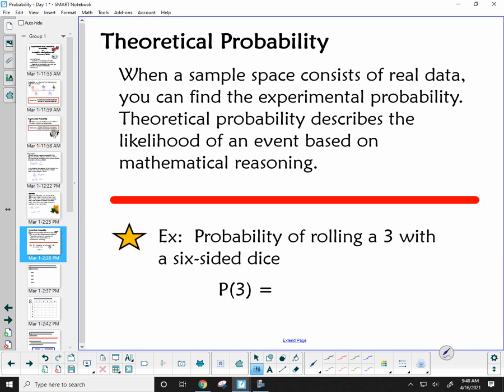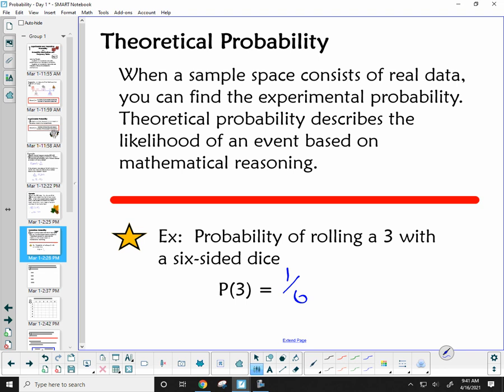Theoretical probability is what happens when you're looking at not the experimental, but what should happen, not what actually does happen. So we're going to look at theoretical here for a minute. First of all, the probability of rolling a 3 is expressed as P of 3. So the probability of rolling a 3 on a 6-sided die is what? 1 out of 6, right? Theoretically, that's what should happen. Doesn't mean it's going to happen. I could roll it 6 times and never get a 3.